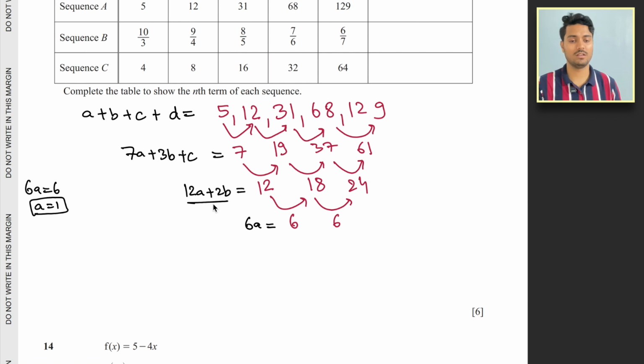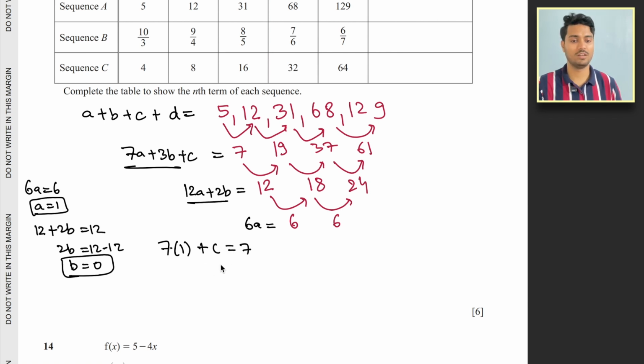Let's substitute the value of a here to find the value of b. So we can write 12 into a, which is 1, plus 2b equals 12. So 2b equals 12 minus 12, that's 0. So b equals 0 by 2, that's 0. Let's put the values of a and b here to find c. 7 into a, that's 7, plus 3b, which is 0, plus c equals 7. So c is 7 minus 7, that's 0. Now a plus b plus c plus d equals 5: a is 1, b is 0, c is 0, d is unknown. So d equals 4.